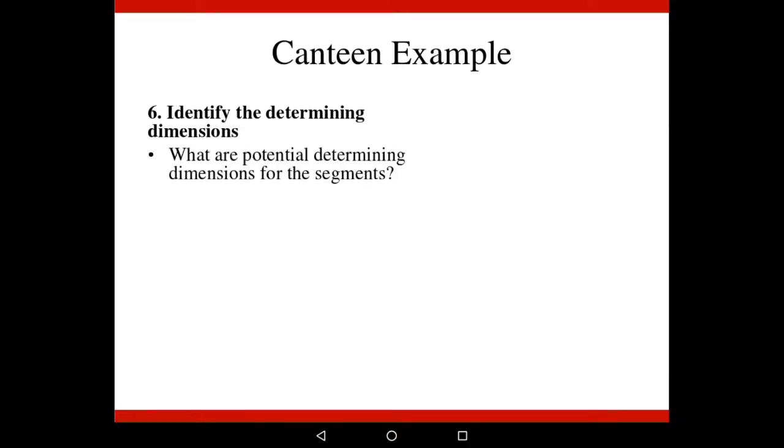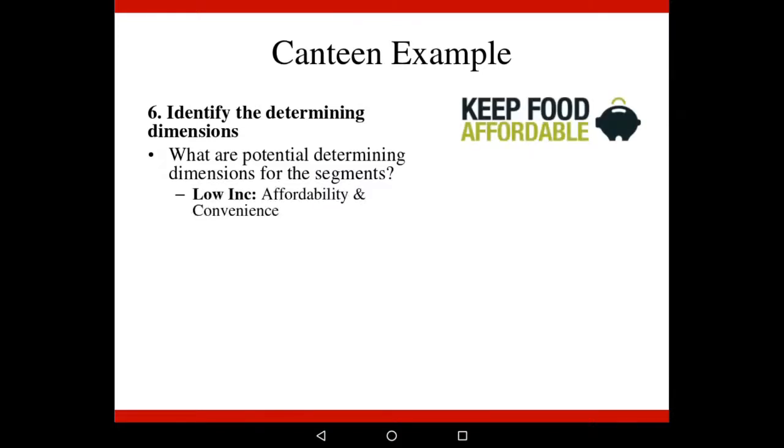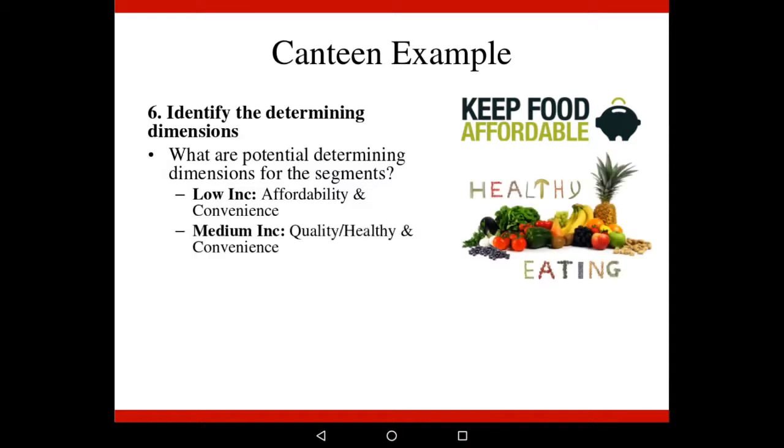So what are the potential determining dimensions for the segments in the canteen example? Well, it's probably affordability and convenience. The more affordable the canteen is, the more people will probably come and shop there instead of going to other canteens on campus or maybe going off campus and buying food somewhere else. For the medium income segment, it would be quality and healthy convenience. In other words, they want quality food and healthy food that's conveniently located. If they can't get quality healthy food on campus, they will probably go somewhere else, maybe to the fruit and veg that's close by.